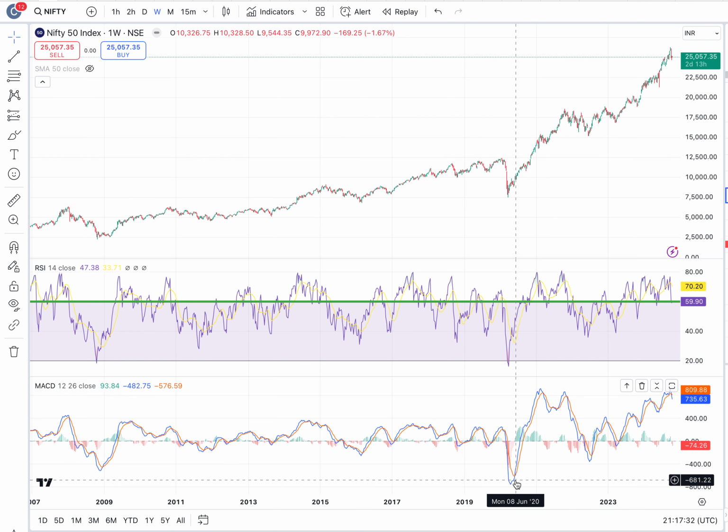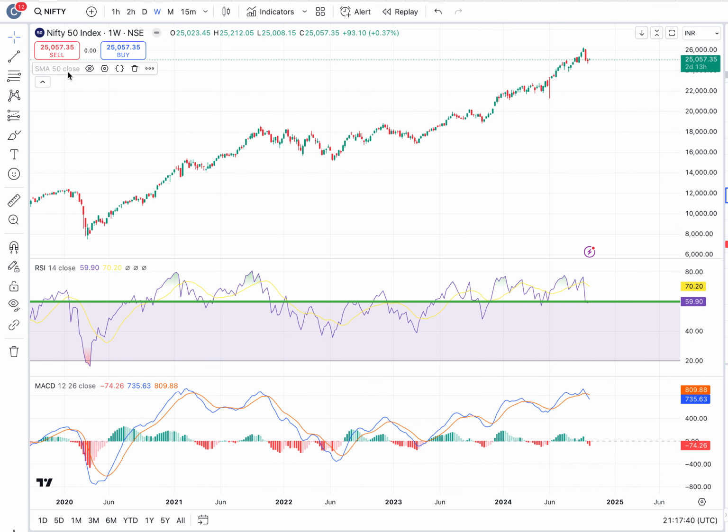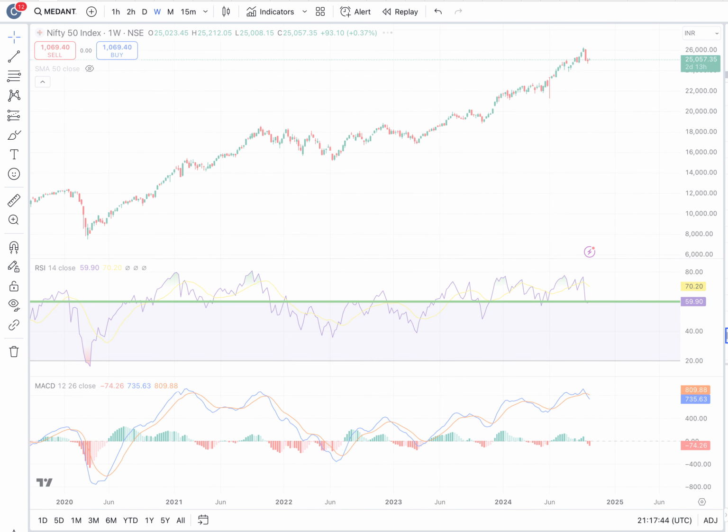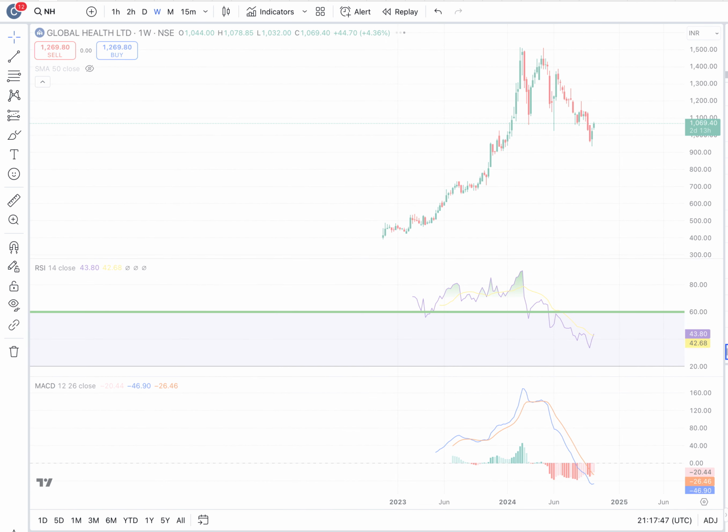The RSI is low and the MACD is also low. I think that is a good time to enter the stock. So let's take another stock here just for an example. This is another stock, like Medanta. I don't see much data here.